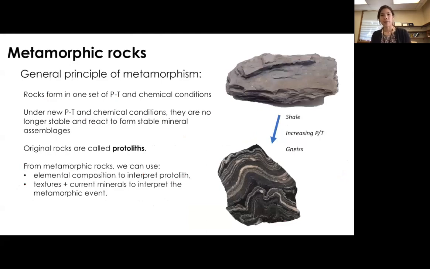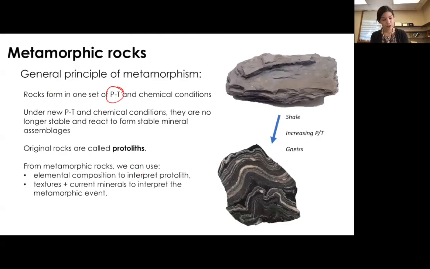So the general principle of metamorphism is that rocks are going to form in one set of pressure and temperature and chemical conditions. This is the condition under which they are stable. If you change those conditions, they are no longer stable. And so the minerals that make up those rocks are going to start to react to form new mineral assemblages that are stable. Under increasing pressure and temperature conditions, the overall chemical composition stays the same, but those chemicals will be arranged in different minerals.